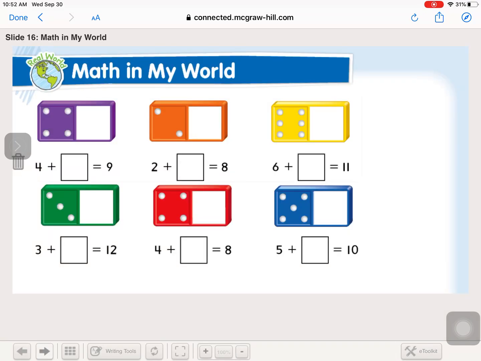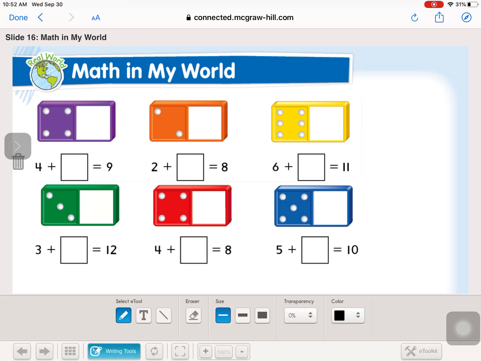All right, we are going to be doing Math in My World, which is on page 75 in your MyMath book. So please go grab that and a pencil and then push play when you have those items. So what we're going to be doing today is using dominoes to help us add on to find the other addend, to find the missing addend in our math problems.